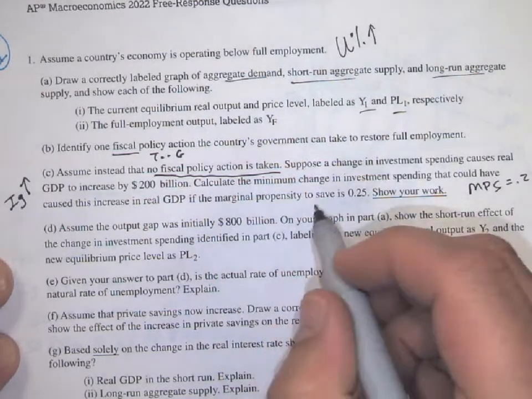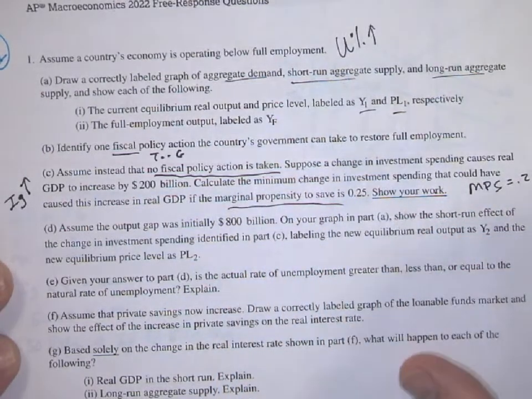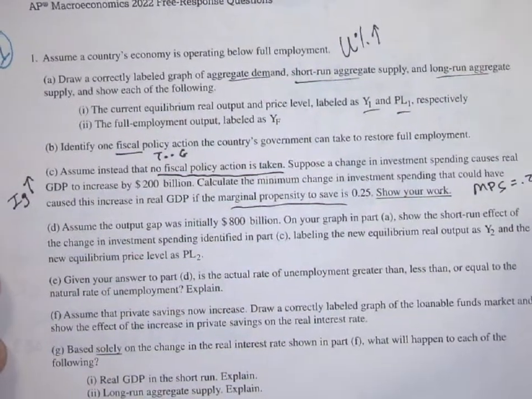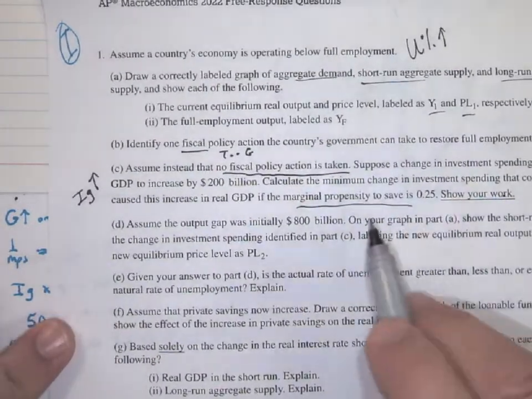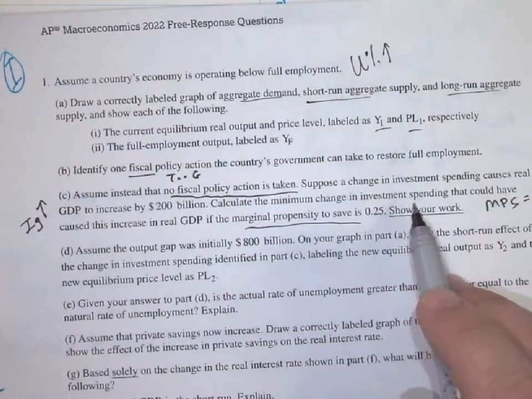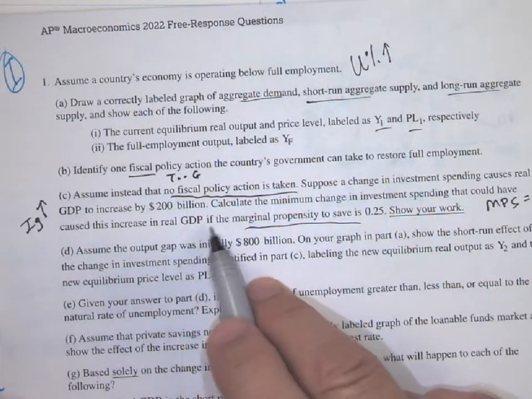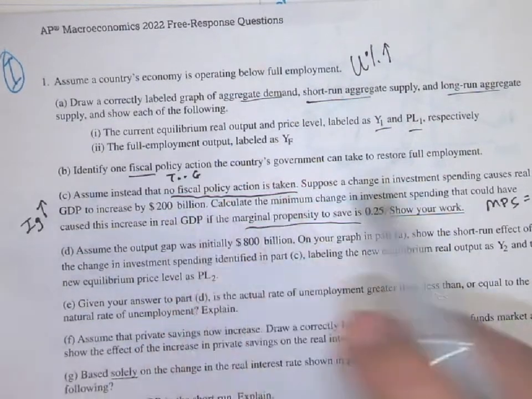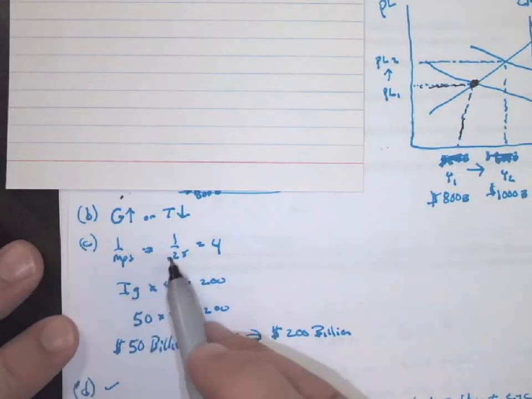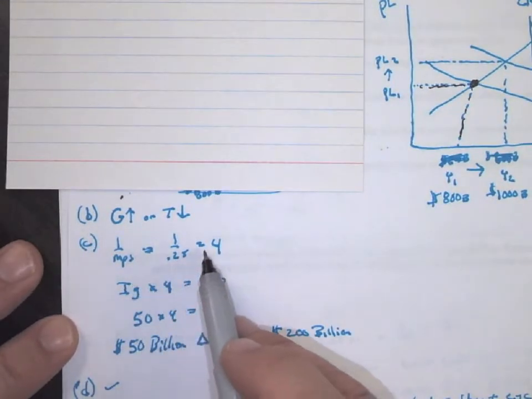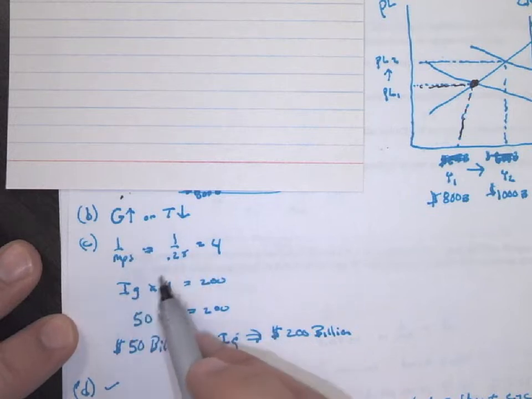MPC equals 0.25, and what I'm going to do now, MPS is 0.25, not MPC. Getting ahead of myself. Okay, so they're asking us calculate the minimum change in investment spending that could have caused this $200 billion. So I'm going to do a little bit of algebra right here. So I know that 1 over MPS equals 1 over 0.25, and that gives me a multiplier of 4. So remember, this is our investment or government spending multiplier.